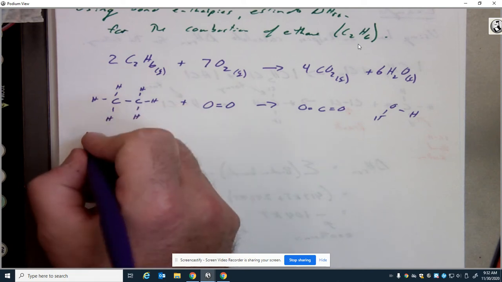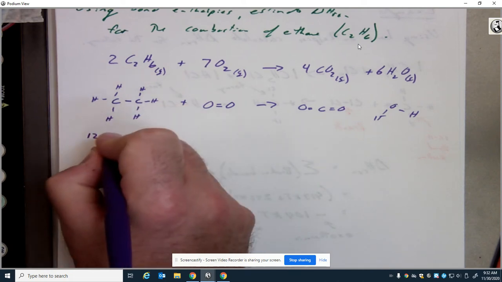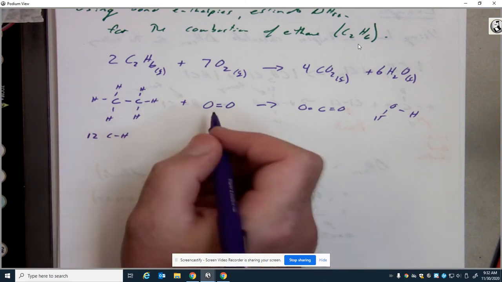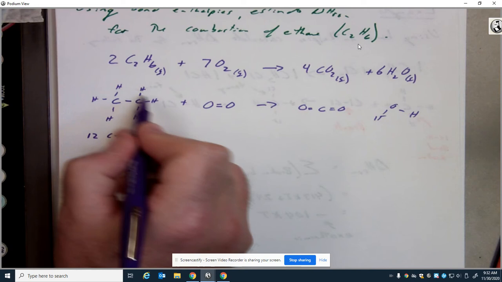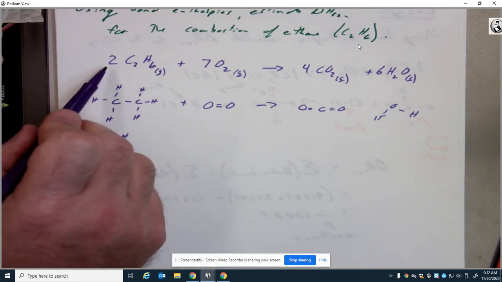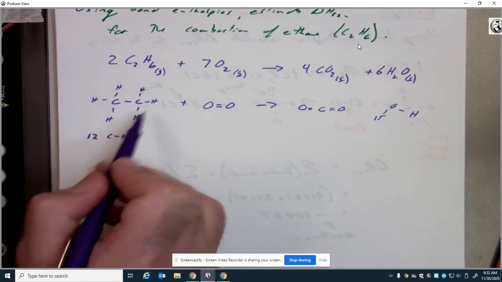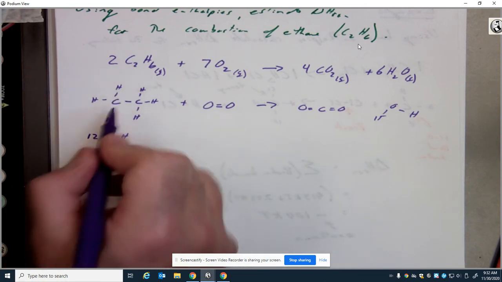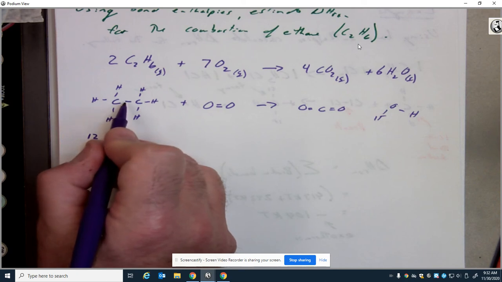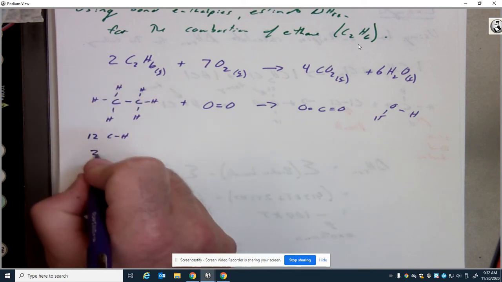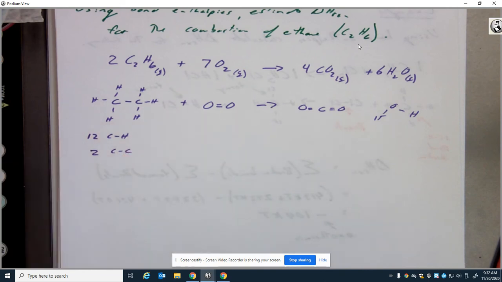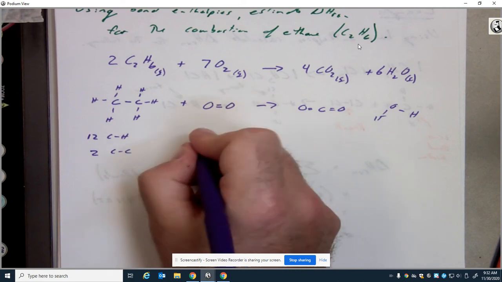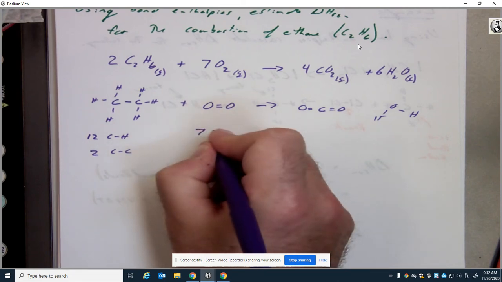So we're breaking 12 carbon-hydrogen bonds, and why 12? Sorry, I should back up. There's 1, 2, 3, 4, 5, 6 hydrogen bonds here, but because of the coefficient, there are actually 12 hydrogen bonds that are being broken in this equation. There's 1 carbon-carbon single bond, but I have 2 of them, so I'm going to break 2 carbon-carbon bonds. I'm going to break 7 oxygen double bonds.